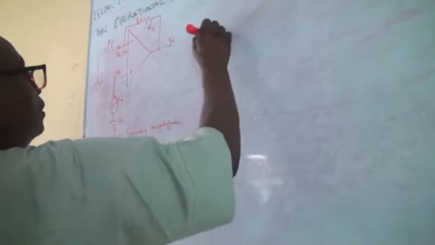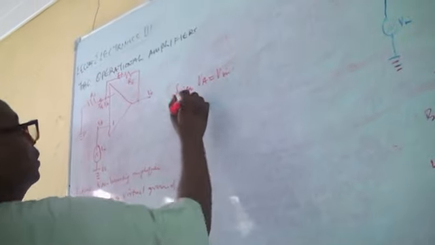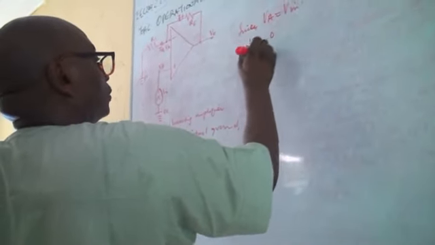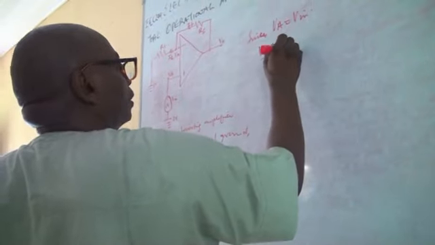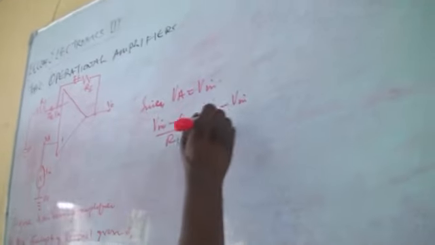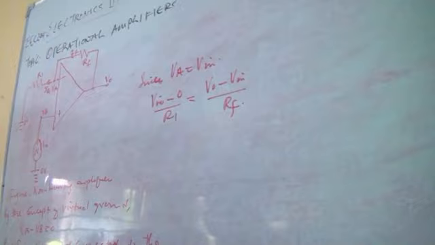Since VA equals to V in, this equation becomes what? V in minus 0 all over R1 equals to V naught minus V in all over what? RF. I think we're making progress.